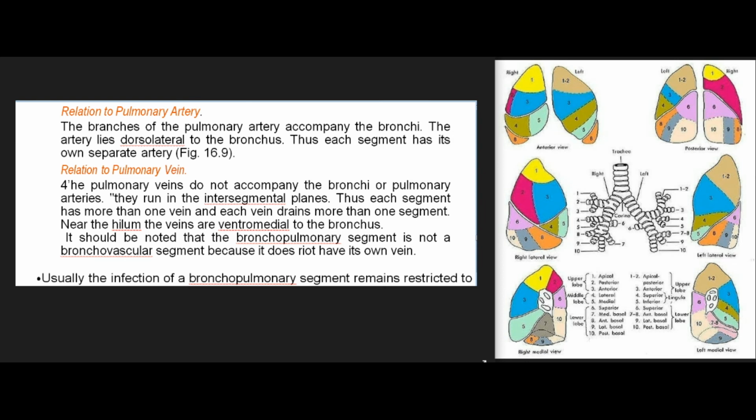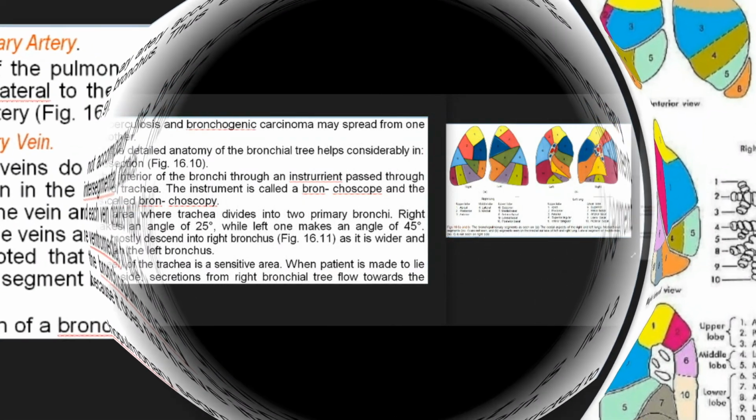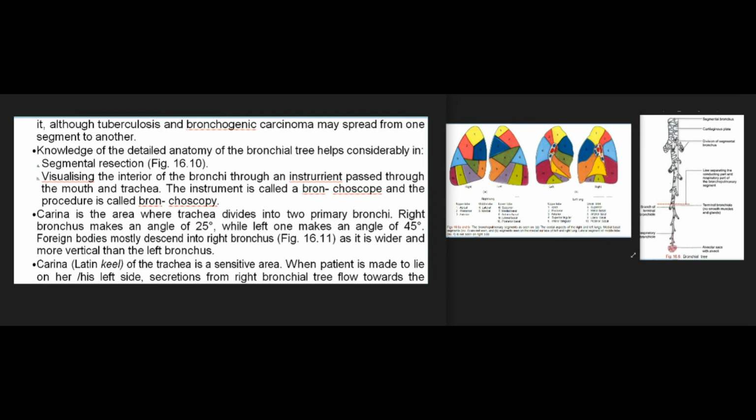It should be noted that the bronchopulmonary segment is not a bronchovascular segment because it does not have its own vein. Usually the infection of a bronchopulmonary segment remains restricted to it, although tuberculosis and bronchogenic carcinoma may spread from one segment to another. Knowledge of the detailed anatomy of the bronchial tree helps considerably in segmental resection, Fig 16.10.